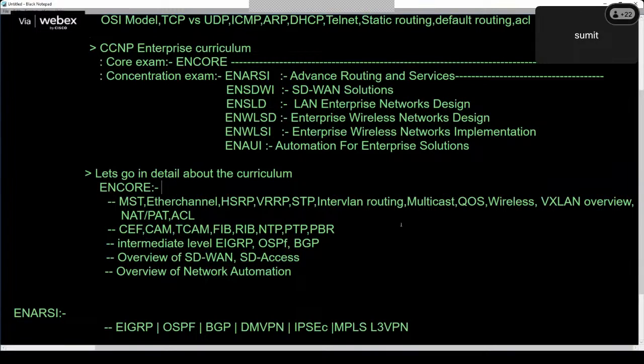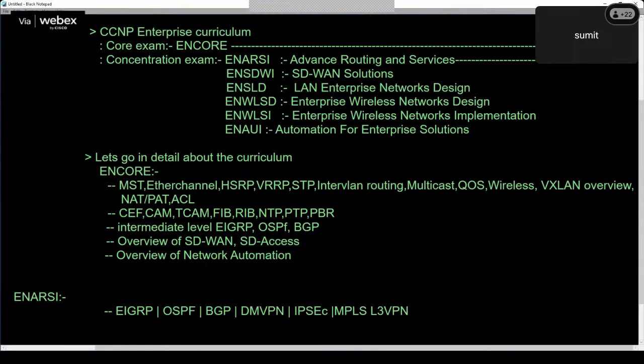Now, with respect to the curriculum part, this is what we will be covering in ENCOR. This includes MST, EtherChannels, first hop redundancy protocols, everything with STP, inter-VLAN routing, and multicast. If you're working in ultra low latency networks, or if you wish to go into ultra low latency networks, multicast is your thing. You know what ultra low latency networks or trading networks are? Anyone who is working with NSE and BSE and Zerodha and all those things is basically relying on multicast.